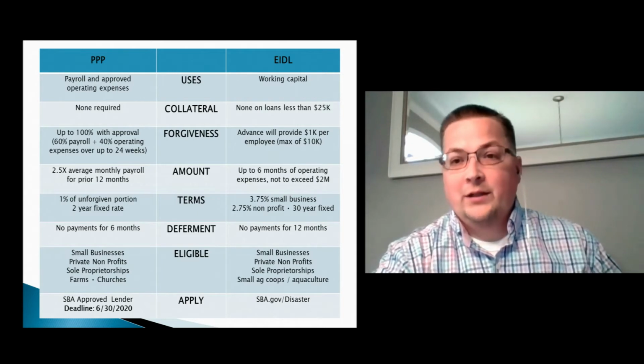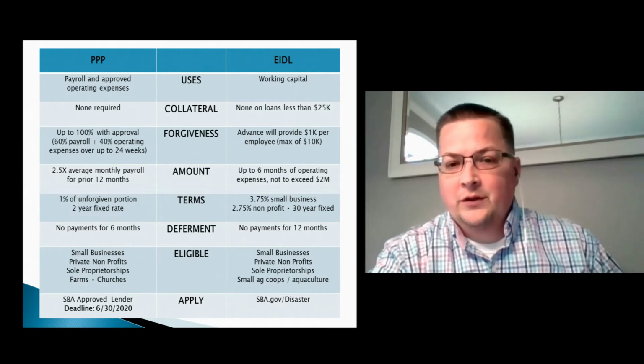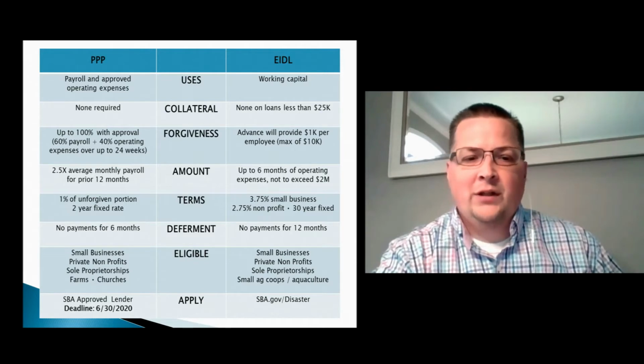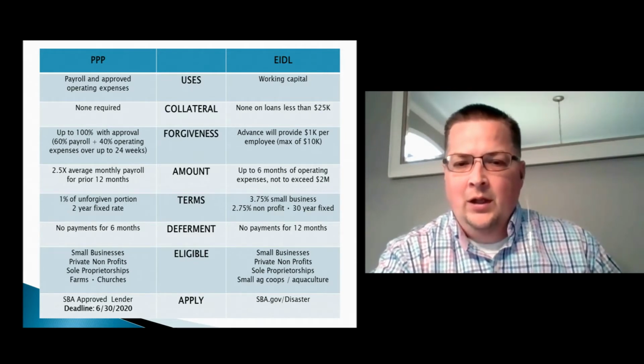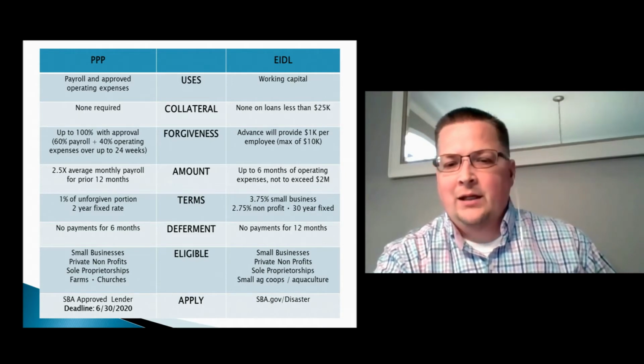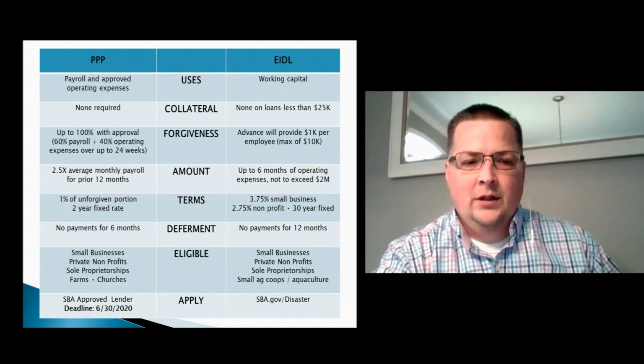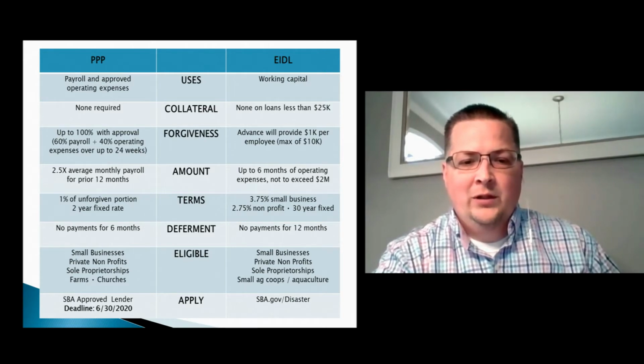So keep that in mind. You may not want a 30-year loan. That shouldn't stop you from getting the loan. Make the payments as you can and then pay it off as quick as you like. Deferment, EIDL, they'll defer for up to 12 months as opposed to 6 with the PPP. Eligibility is very much the same. And again, in order to apply for the EIDL, that is sba.gov/disaster. For your PPP loan, that's going to be through an approved lender, an SBA approved lender.